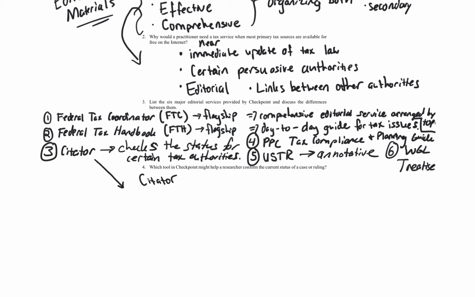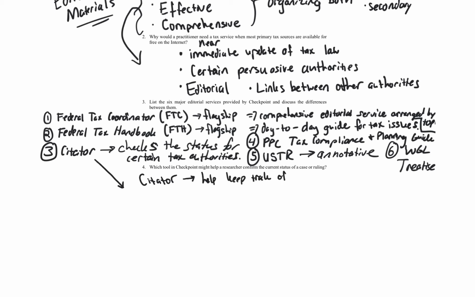The tax law changes daily due to new legislation, issuance of regulations, administrative pronouncements, and court cases. Since the tax law is constantly evolving, researchers must determine if subsequent events have affected the legal standing upon which the tax solution relies. Checkpoint has a citator to help with this. So the citator is meant to help keep track of whether a law is still good.